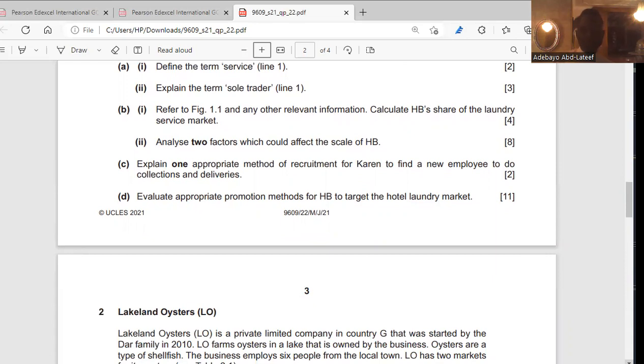So we go on to D. Evaluate the appropriate promotion methods for HB to target the hotel laundry market. It could use personal selling. This method is cost effective.